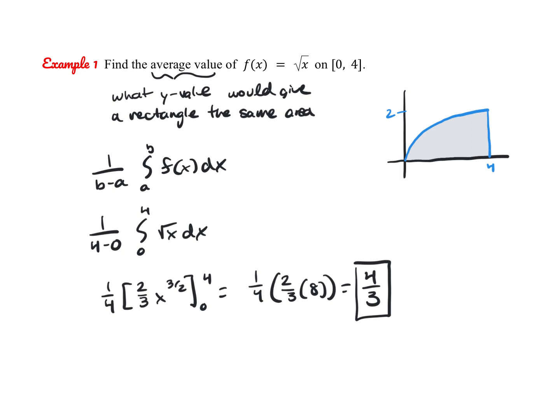So it's essentially saying if I took this height of 4/3, let's say it's about here, and I turned that into a constant function, so a rectangle over that same interval from 0 to 4, this rectangle has the same area as the area under our square root function from 0 to 4. So again, we found the y value that achieves this scenario.